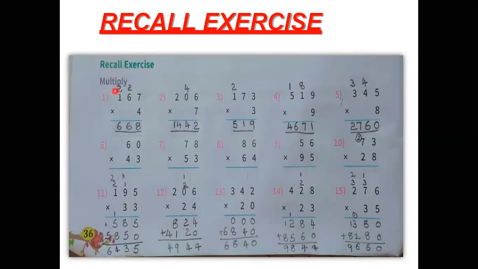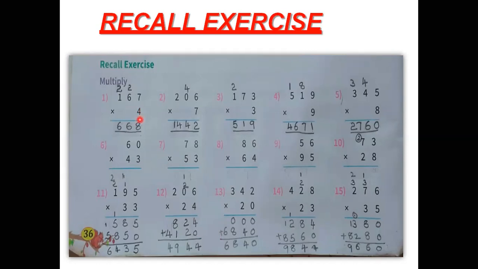See here, recall exercise multiplication is there. A three digit number you have to multiply by a one digit number. Here they have given 167, you should multiply by 4. So how do you multiply? Before this, first you should learn tables. If you know the tables only, you can do the multiplication. It is better if you learn tables, it will be very easy for you to do multiplication.